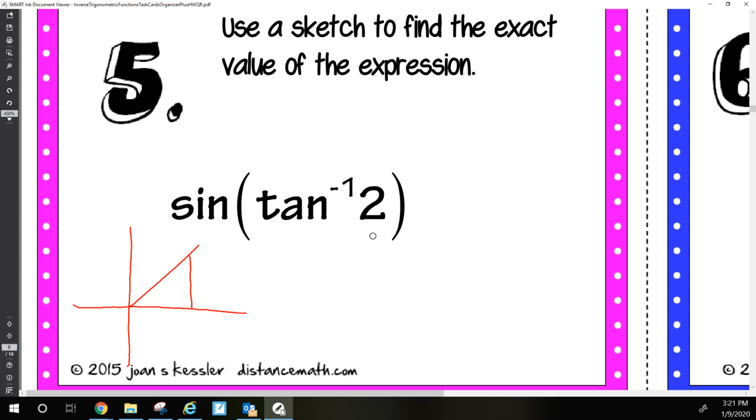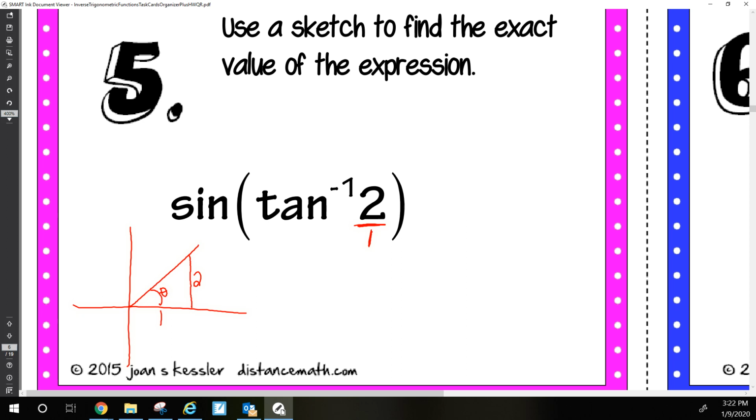I do know that tangent is opposite over adjacent, so opposite is going to be 2 over 1. Why? Because when I have a whole number, I know it's really over 1. And now that's my angle that gives me a tangent of 2 over 1. Do I know what that angle is? No. Do I really care what that angle is? Not particularly. What I'm looking for is the sine of that angle, which means for this angle, I need to know what is the opposite over hypotenuse.